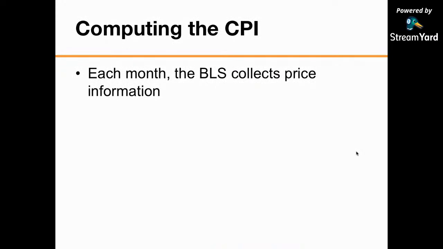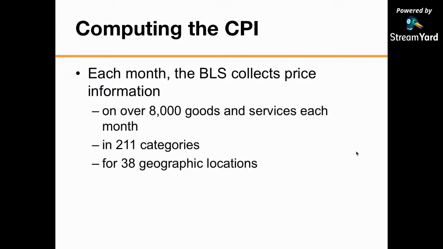Now, computing the CPI: every single month, the Bureau of Labor Statistics collects price information. I'm going to go ahead and pop this up. Basically, it's on over 8,000 goods and services in 211 different categories from 38 geographic locations. So categories can include food, clothing, entertainment, travel, housing, any of these things. Geographic locations are included to account for cost of living differences.